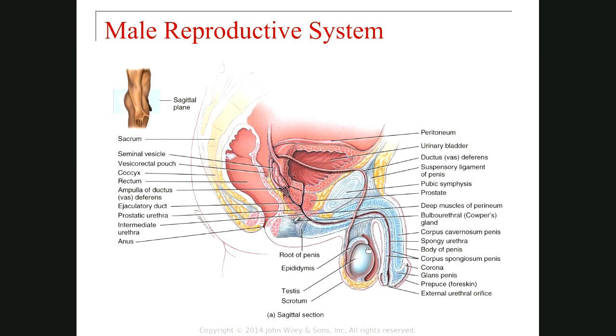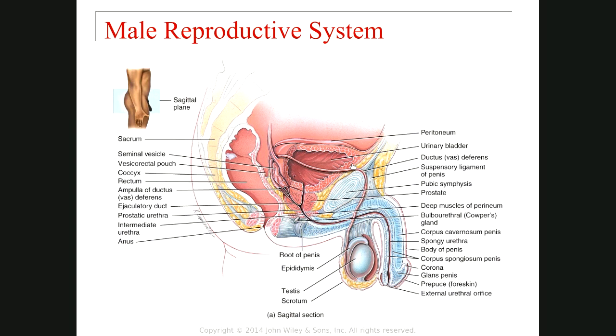After the testis, you can see the comma-shaped tube, which is located on top of the testis. This comma-shaped tube is called epididymis. The epididymis has three parts. The first part is called head. After that, we have body, and the last part is called tail. The tail of epididymis continues with a long duct, which we call vas deferens or ductus deferens.